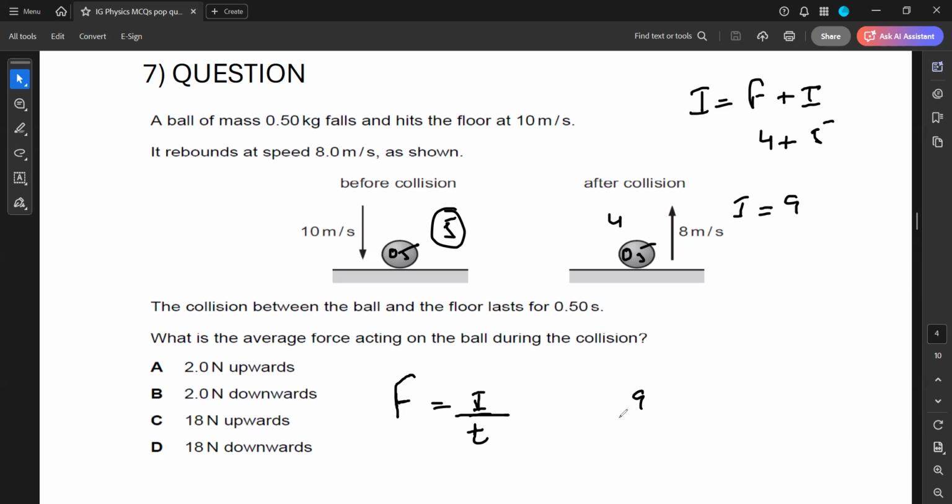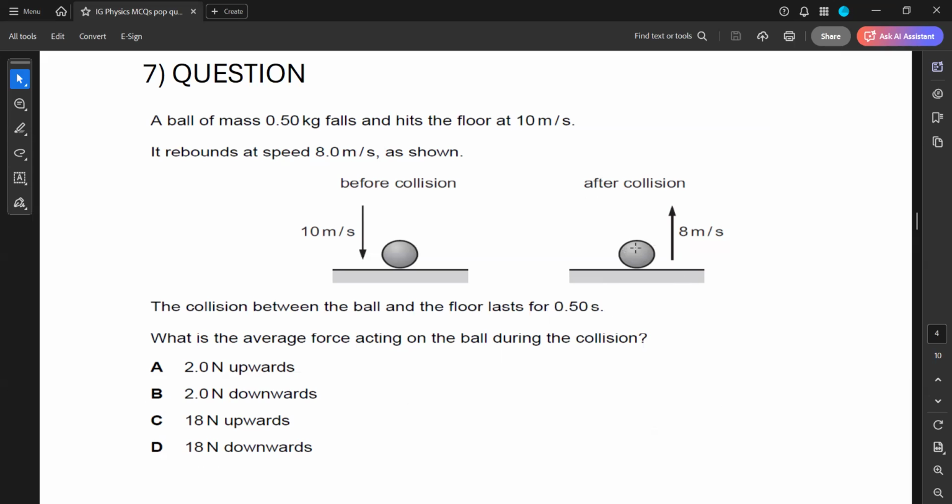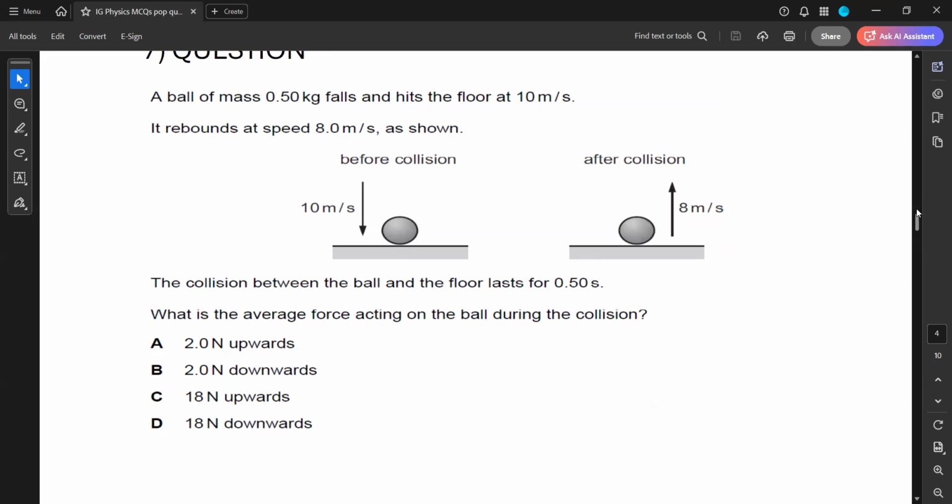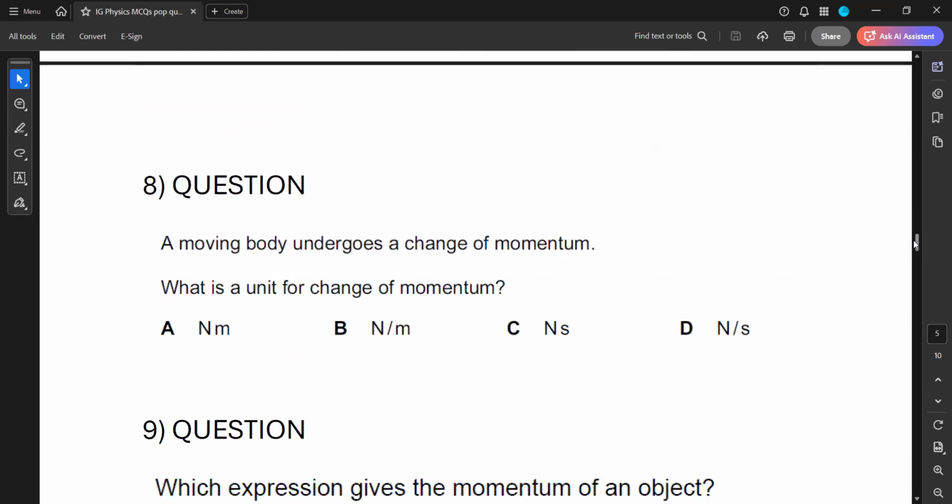But we need the force, so it will be 9 divided by the time interval, which is 0.5. So 9 divided by 0.5 gives 18 Newton. So 18 Newton can be C or D. But once the object hits the surface, which direction does it move? It moves upward. So the force should act upward. Otherwise, if the force is acting downward, the object won't be able to move upward. So when the object hits the surface, it exerts an upward force that causes an acceleration, a change in speed or in direction as well. So the correct answer for this one is C.